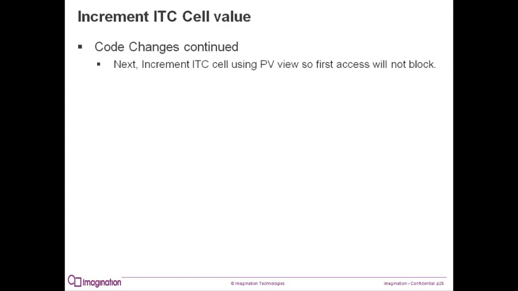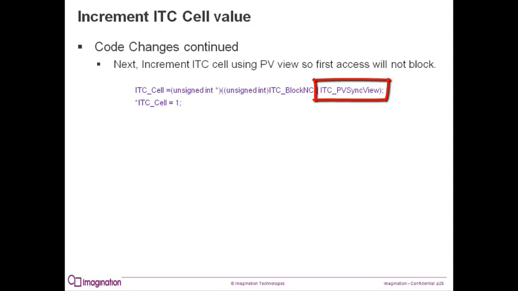Since I don't want the semaphore to block the first time through, I want to set the cell to start out with a 1. To do this, I can just use the PV sync view, where any writes to the cell will increment its contents. So I OR in the PV sync view bits using the pound-defined ITC PV sync view and write to the address.